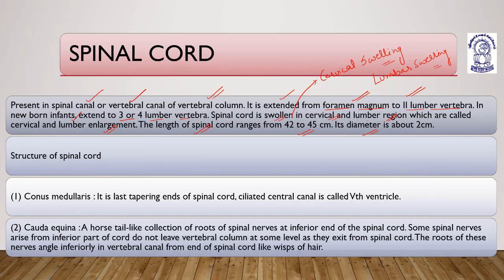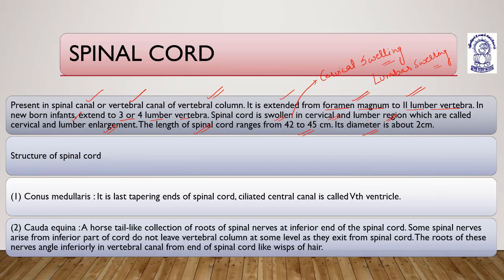The foramen magnum is the part from which the spinal cord comes out from the brain. There is an aperture in the skull known as the foramen magnum, from which the spinal cord comes down.